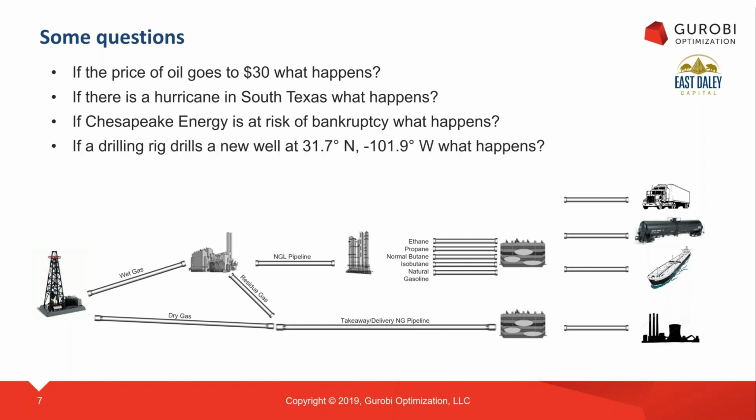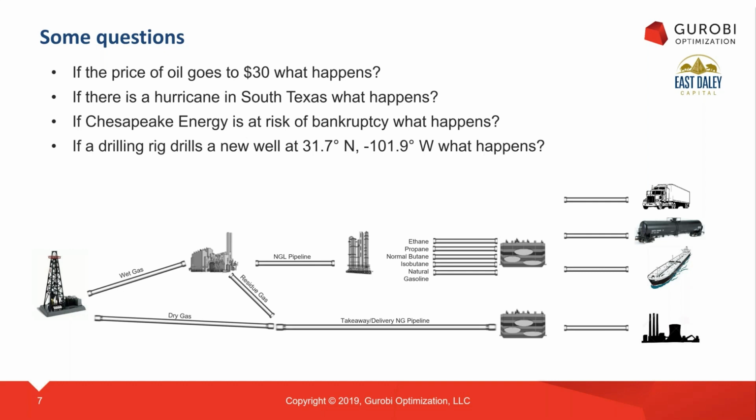And then let's go really specific. If a drilling rig drills a well at exactly 31.7 degrees north latitude, negative 101.9 degrees west longitude, what will happen? Now all of a sudden we're very, very specific. I need to know which gathering pipelines are there, which processing plants are there, so that I know which individual pipelines and eventually end users will be affected.